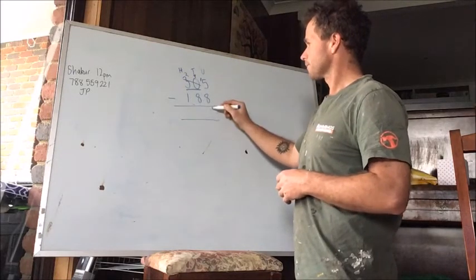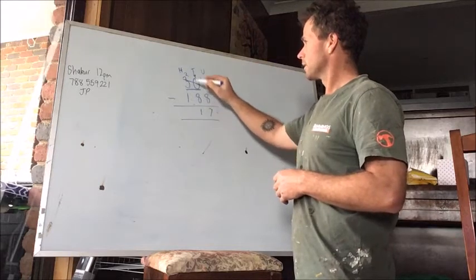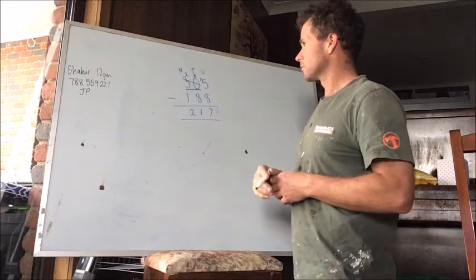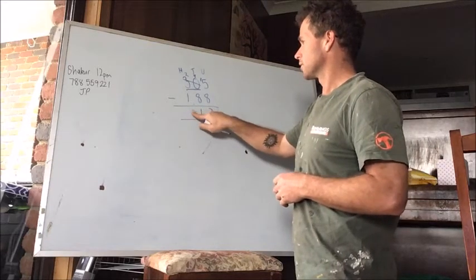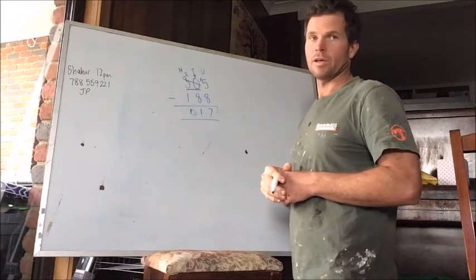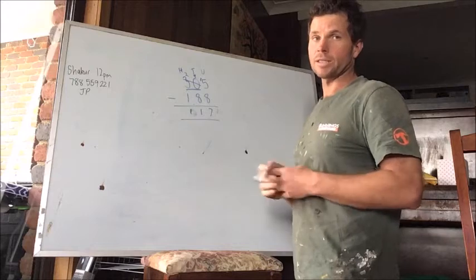15 take away 8 is 7. 9 take away 8 is 1. 2 take away 1 is 2. Oops. That's not 2. That's 1. Okay? 117. So that's how we work out the internal zeros. And if there's a couple of internal zeros, it's exactly the same thing.